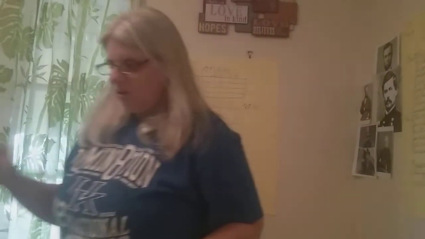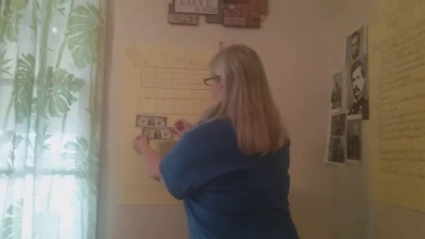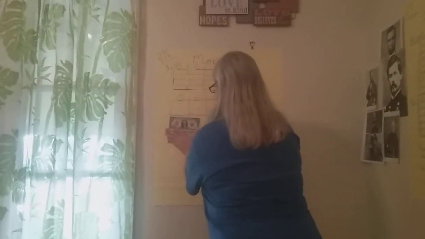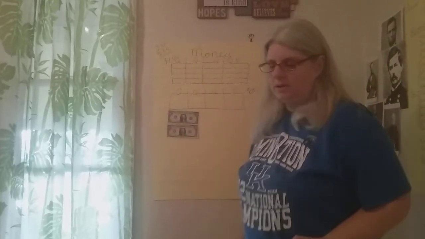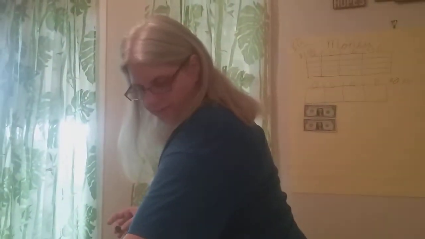Okay, so there they have 2 $1 bills. If you're looking at number 1 in your book, 2 $1 bills. And they have 2 quarters. Remember, we talked about what a quarter is. A quarter is worth 25 cents. And we have 2 of those.